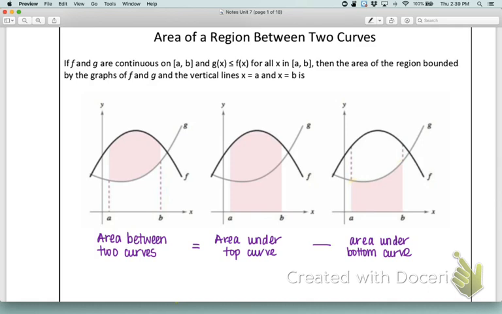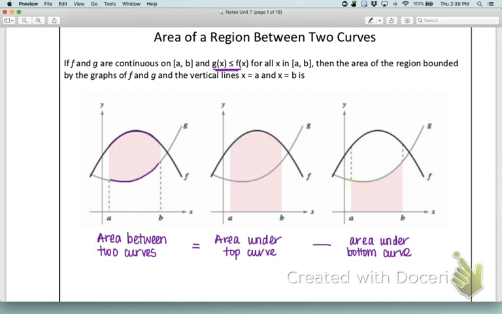This is why, if we look at the formal language of this theorem, it says if f and g are continuous on the closed interval from a to b, and g of x is less than or equal to f of x for every x value in that interval. What that's saying is we just need to define a top curve and a bottom curve. So in this case, g of x is the curve that is below every point on f of x. f of x is our top curve, g of x is our bottom curve. If that changes, then we would need to subtract a little bit differently.